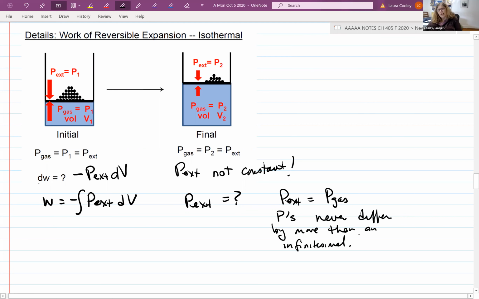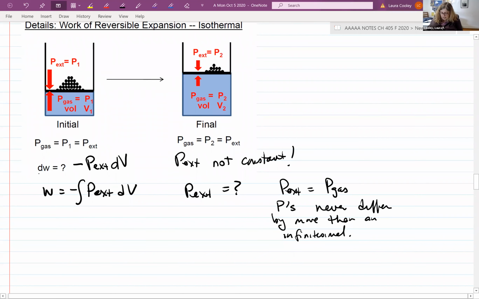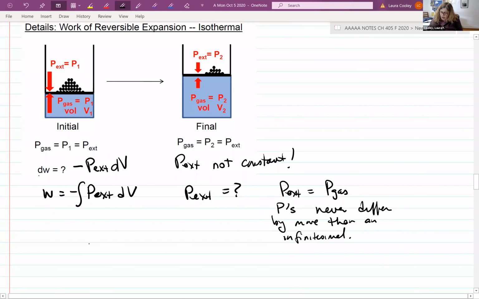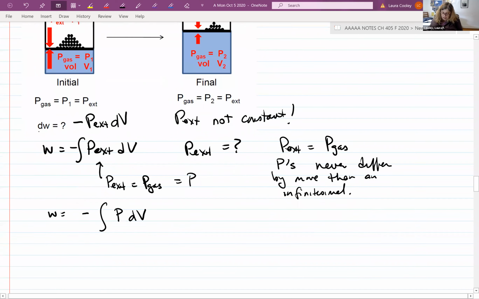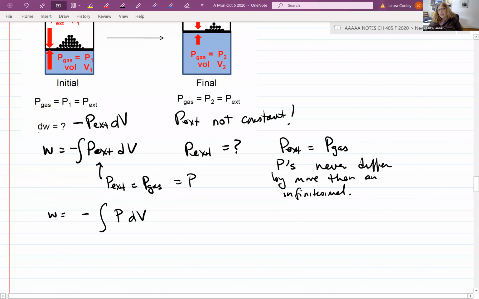So I'm just saying a sand grain is an infinitesimal. Okay, so if that's the case, then this P external here is equal to the pressure of the gas, which I'm just going to call P, right? So W is minus the integral of P dV, but P is not constant anymore because as that gas expands, with every little teeny bit of expansion, that pressure is going down.